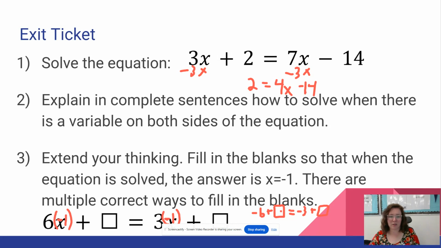Now we can literally just fill in, like if I fill in a 1 right there, -6 plus 1 is -5. So what do I have to put there to make it a -5? -2. And that was just because I chose the number 1. You could choose whatever number, and then you just make it work on the other side.